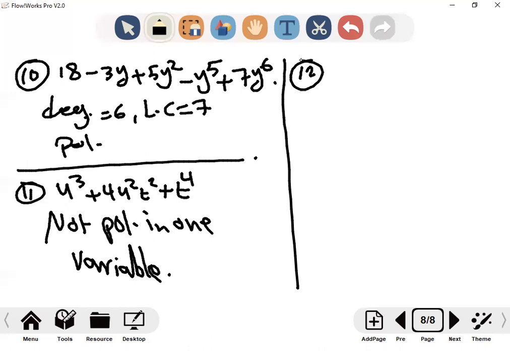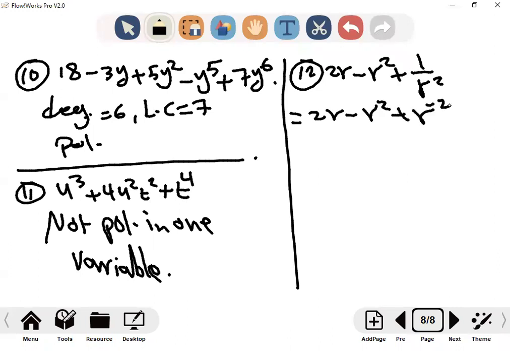So question 12, we have 2r minus r power 2 plus 1 over r power 2. Is this polynomial? No, it is not. This is equal to 2r minus r power 2 plus r to the power -2. It is in the denominator. The variable in the polynomial cannot be in the denominator. We took conditions for the polynomial. So this is not polynomial.